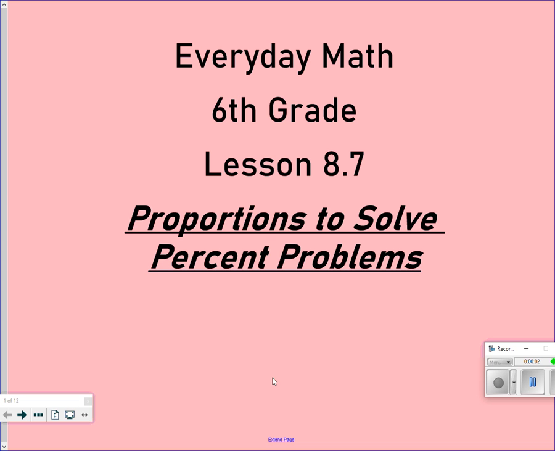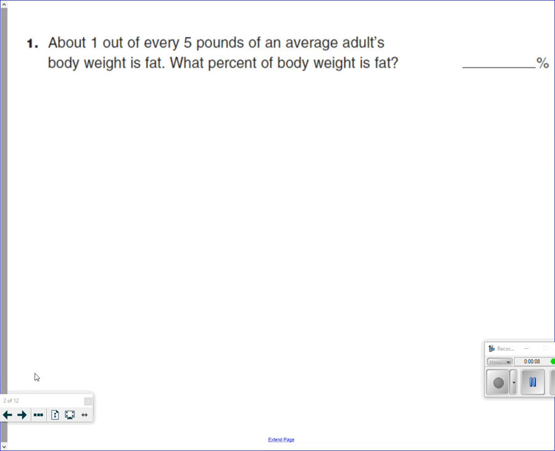Well, sixth graders, today we're going to be working with proportions to solve percent problems. And once again, we're using the cross multiplication method. So let's take a look here. About 1 out of every 5 pounds of an average adult's body weight is fat. What percent of the body weight is fat?